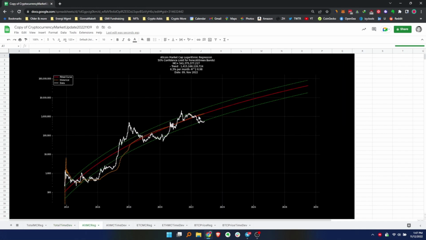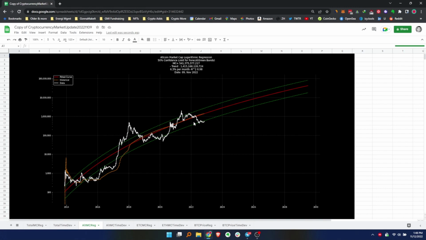Altcoins, again, you see a similar thing, that this line has pretty much converged, and this looks like a pretty accurate expression of the growth rate of the altcoin market. We have here 6.3% per month. It actually reflects the stock market, where small caps have outperformed large caps over time. Here we have the current market cap, as of November 9th, at 450 billion, and the trend is about 1.4 trillion.